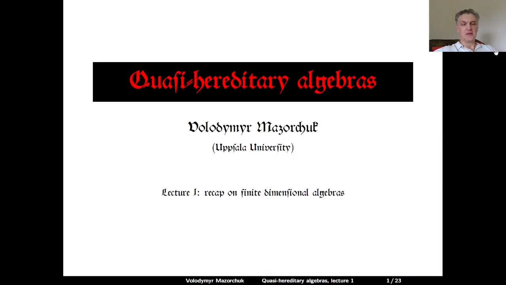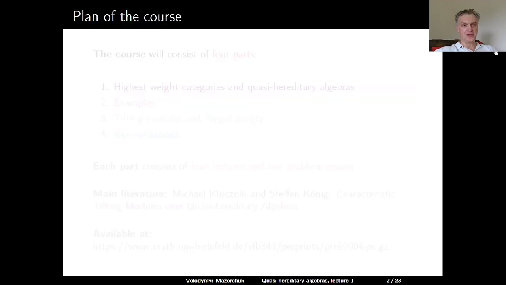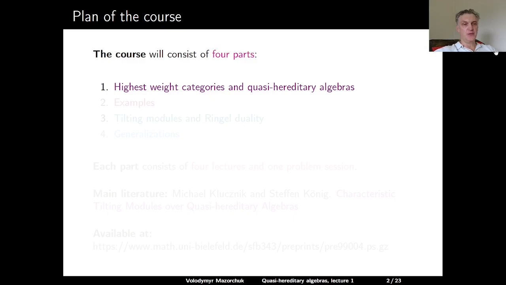Quasi-hereditary algebras, lecture 1, recap on finite dimensional algebras. Let us start with the general plan of this PhD level course. The course will consist of 4 parts. The first part will be about general highest weight categories and quasi-hereditary algebras.